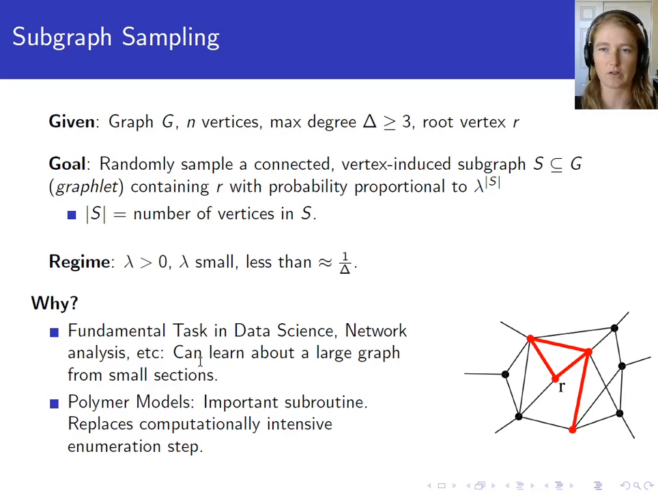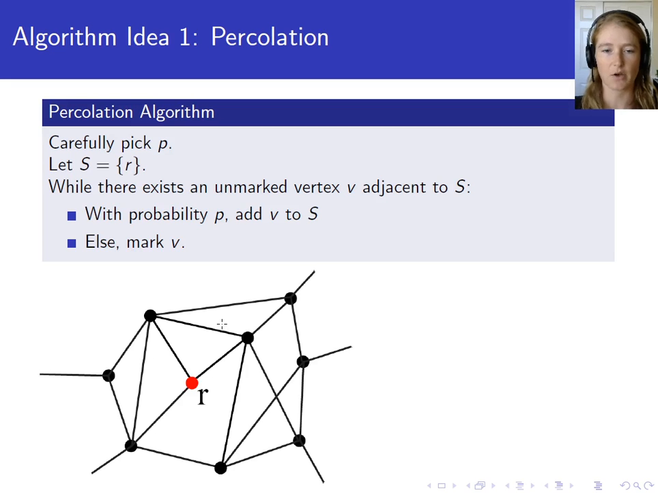So I am just going to jump right into telling you what our algorithm is for sampling a subgraph containing a particular vertex. It's based on the idea of percolation. We first carefully pick some probability P. P is going to depend on lambda, and I will tell you a bit later on exactly how we pick P. But then we begin by letting our subgraph initially just contain the root vertex R. And then while there is some other vertex adjacent to our subgraph that we haven't considered yet, we're going to add it to our subgraph with probability P.